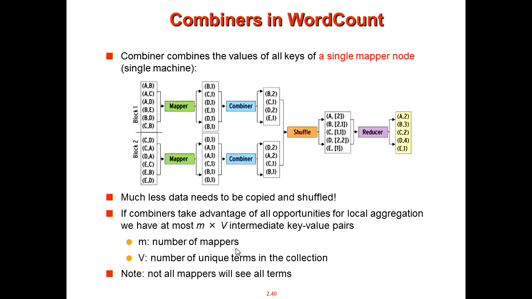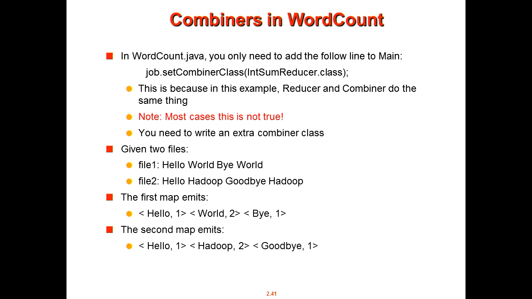But in fact, not all mappers, not all computation nodes can see all the terms. It means that the actual size is much, much smaller than this worst case result. So by using the combiner, we can obtain much smaller intermediate key value pairs for later processing. And this reduces the network cost, and also reduces I/O cost because the data are transferred from disk to disk. So by reducing the size of the intermediate results, we save a lot of time on I/O cost and network cost.